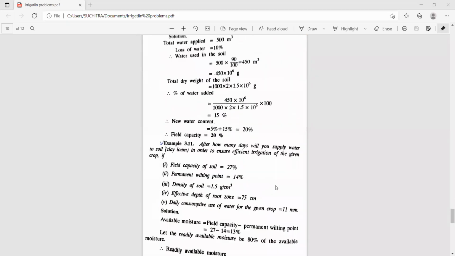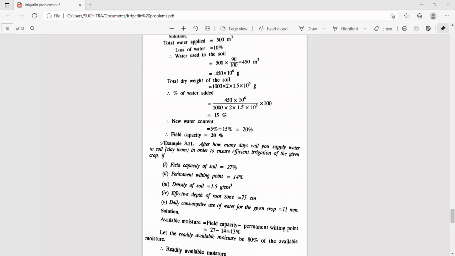Next we have one more typical problem, that is about frequency of irrigation. Frequency of irrigation is nothing but after how many days you will supply water to the soil in order to ensure efficient irrigation of the given crop. So here we need to calculate the frequency of irrigation. Now here are the data given. The field capacity of the soil is about 27% and the permanent wilting point is about 14%.